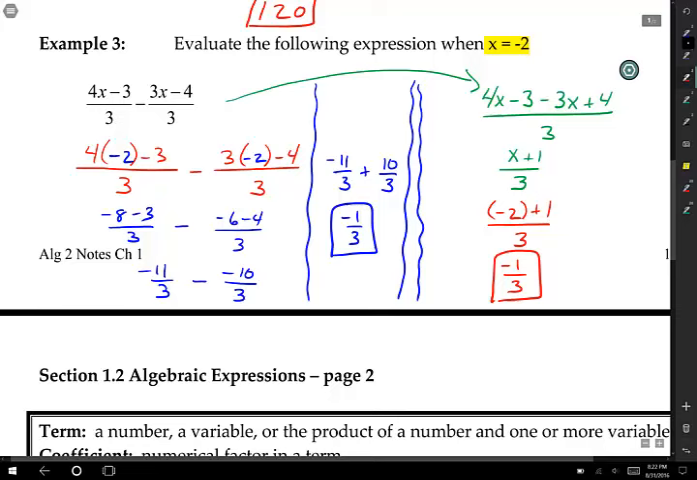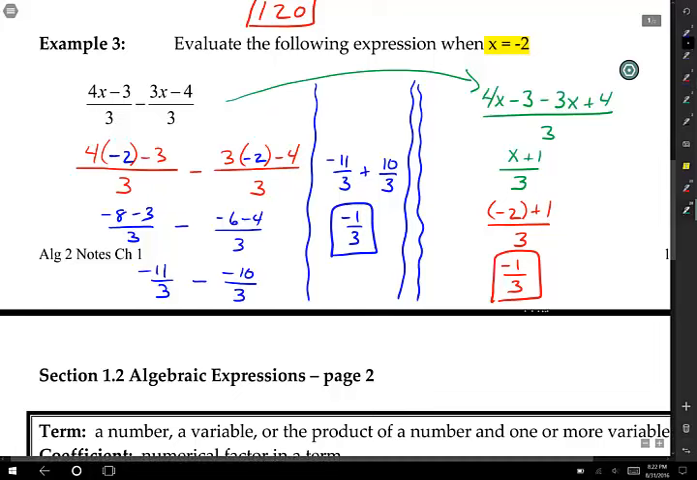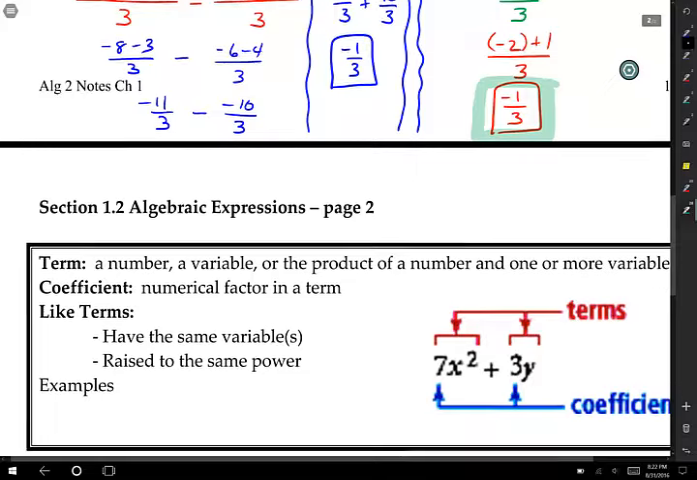I'm going to let you be the judge of whether simplifying first is a better option or working a problem out before we simplify. I think you and I both know that the best choice is to simplify first as we work through our problems, and that is going to be a better choice all around. Let's take a look at our next page.